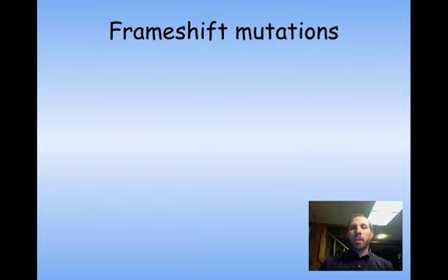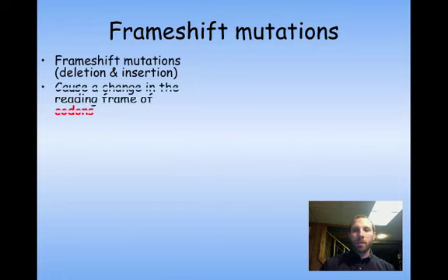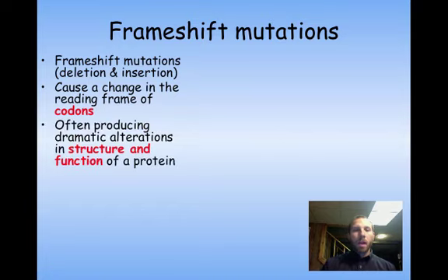Frame shift mutations, as I mentioned before, are a little more impactful. They have a greater effect on the protein and can actually cause greater damage and loss of function for the proteins. Frame shifts, again, are your deletions and your insertions, where we either delete a nucleotide or add an extra nucleotide. This causes a change in the reading frame of the codon. When we look at an example in a few minutes, you'll see what I mean. This often produces drastic alterations in the structure and function of the protein, as I mentioned.